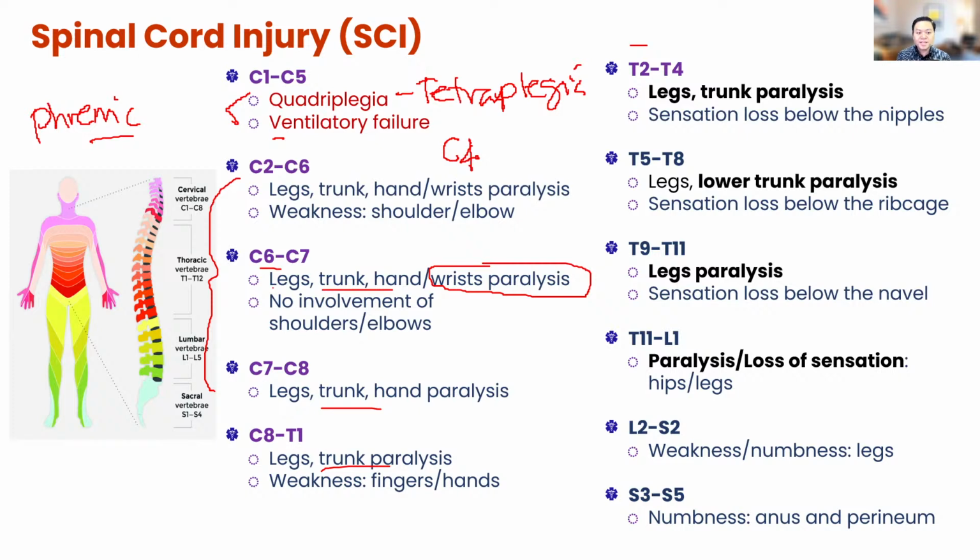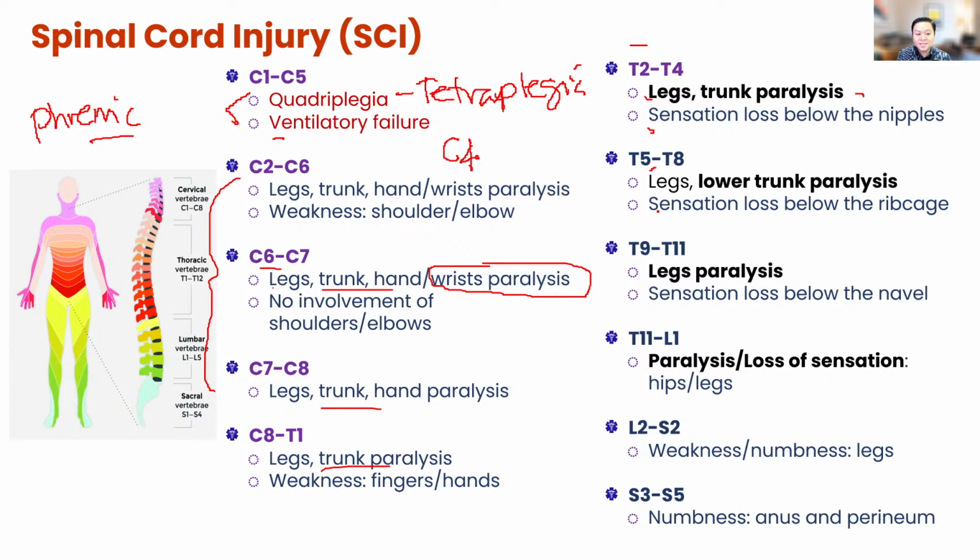Now here, as you take a look at the T2 to T4 levels, there will be paralysis of both the trunk area and the legs. Take note of that. Paralysis of the lower extremities and also the trunk. But take note of the sensation. There's going to be a lack of sensation below the nipple line. Now, for the T5 to T8 levels, this is still going to manifest paralysis of the lower extremities and the trunk area, the chest and abdominal area, and the sensation here will be lost below the rib cage.